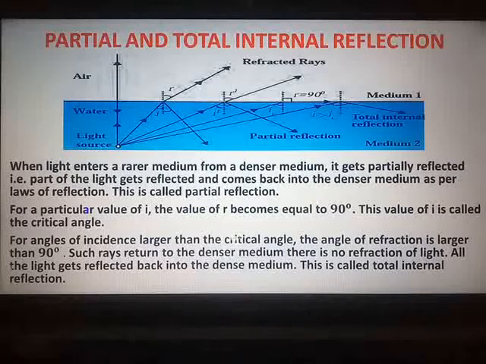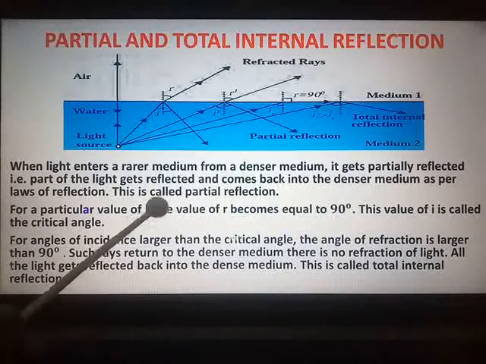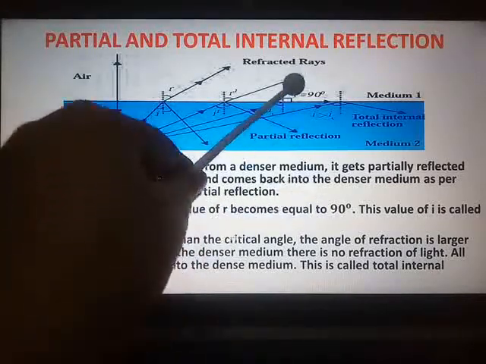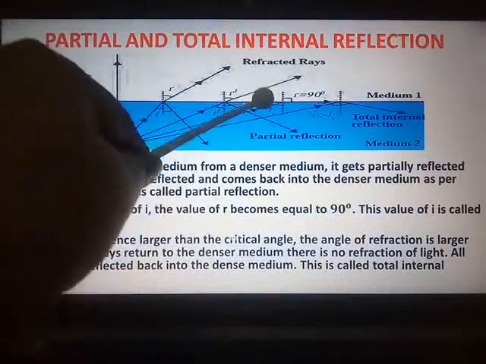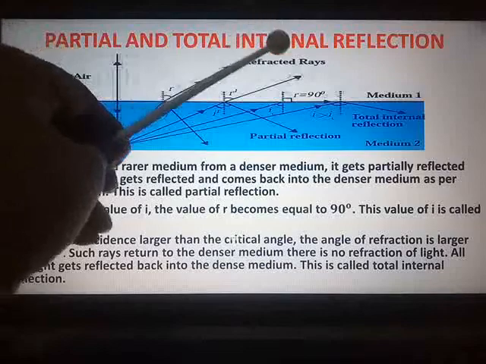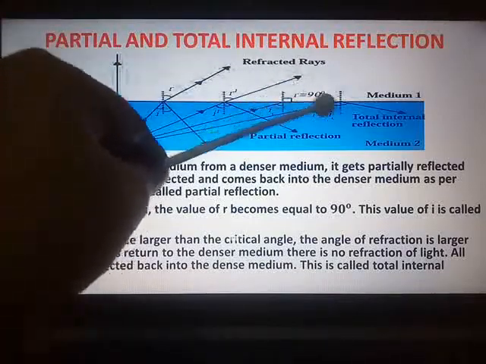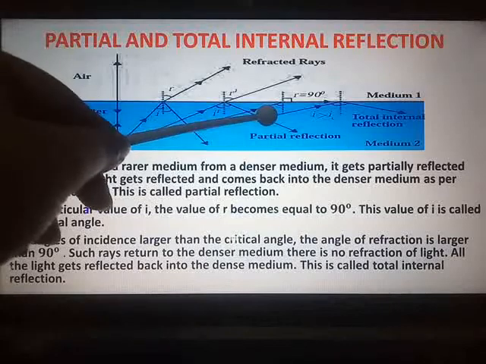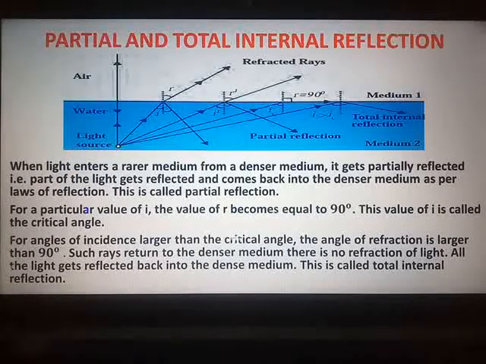If we increase the value of I, that is if we increase the angle of incidence, R, that is angle of refraction, will also increase according to Snell's law. Why? Because refractive index is a constant. So if one is increasing, the other will also increase. For a particular value of angle of incidence, the value of R becomes equal to 90 degree, and this value of I is called as the critical angle. You can see here IC.